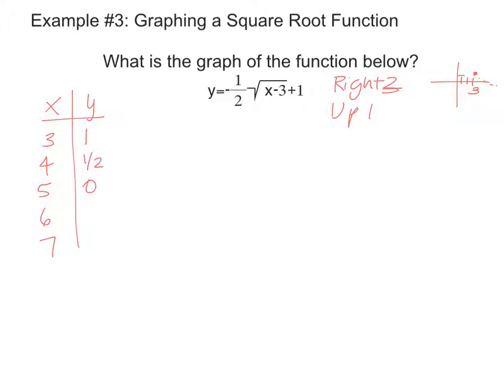2 more. 6 minus 3 is 3. The square root of 3, we'll just leave that. That one is not a nice one to do. So actually I'm just going to skip that one. It's really going to be negative square root of 3 over 2 plus 1. And if you want to throw that into your calculator, negative square root of 3 divided by 2 plus 1 is about 0.13. So very small.